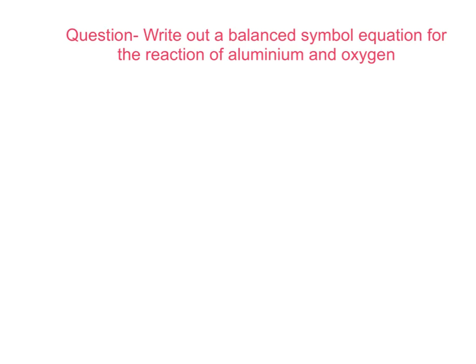So here's a past paper exam question. Write out a balanced symbol equation for the reaction between aluminium and oxygen. Now we have to work through that same order of equations which we've just looked at. So we'll start off with our general equation. Our general equation for this reaction would be metal plus oxygen goes to the metal oxide.